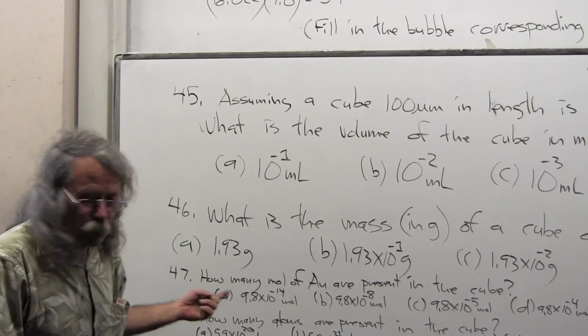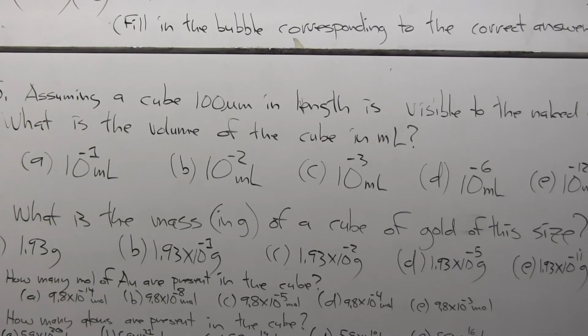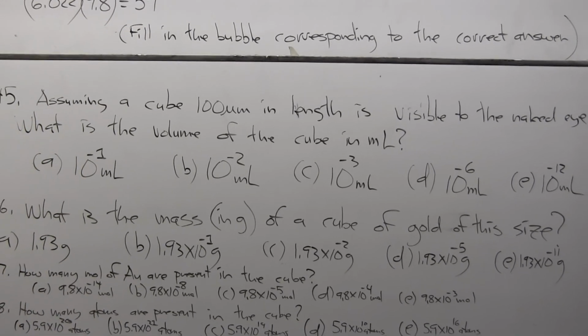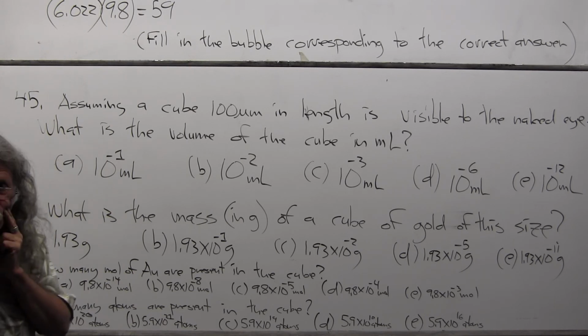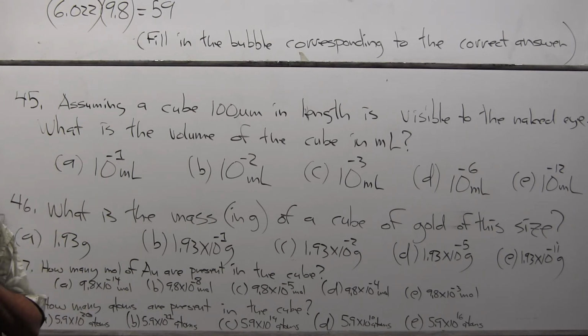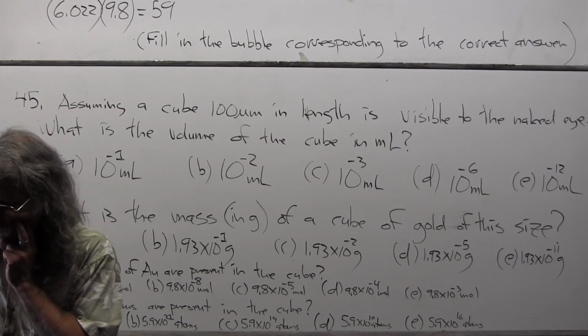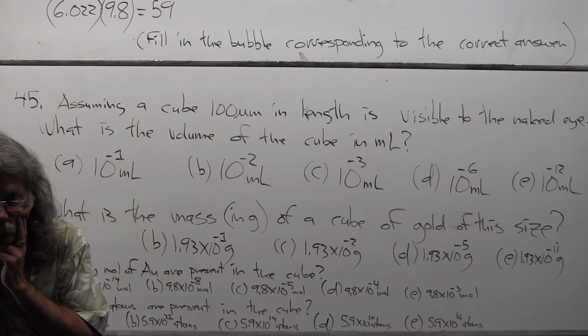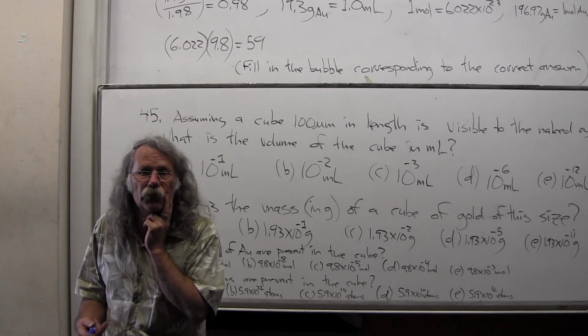So let's look at problem 45. Assuming a cube of 100 micrometers in length is visible to the naked eye, what is the volume of the cube in milliliters? Okay, so now we're going to take advantage of scientific notation and the ease of calculation that arises from using this convention.